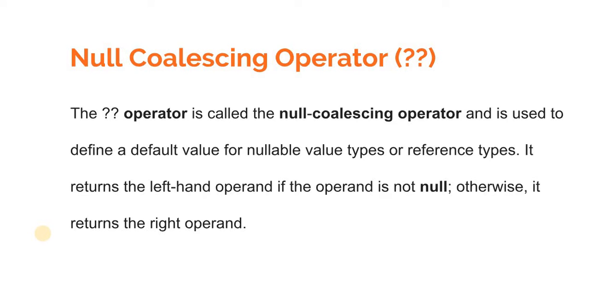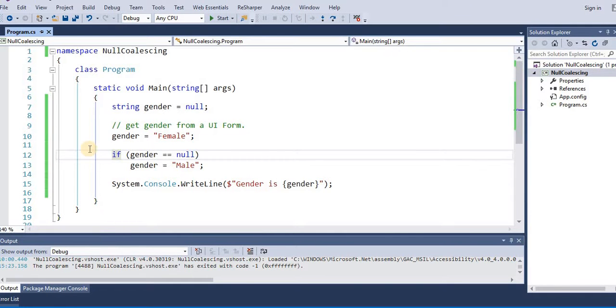Before getting into the definition, let's quickly flip to Visual Studio and see a practical working of how we can use the null coalescing operator. This is a small console application where we have a string field gender which is set to null, and we are getting data from, let's say, some user interface, and it is set to female, and if gender is equal to null, then we are setting it to male. If not, whatever value we are getting will be printed here.